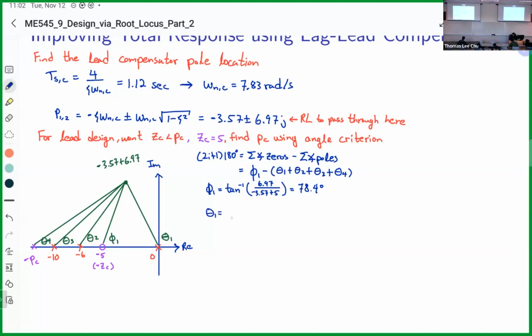Theta 1 is going to be arctan of 6.97 divided by minus 3.57 minus 0. Notice again, this is a quadrant 2 angle now. If your calculator gives you an angle that's in quadrant 4, just add 180 degrees to get it into quadrant 2. So we're going to get 117.1 degrees.